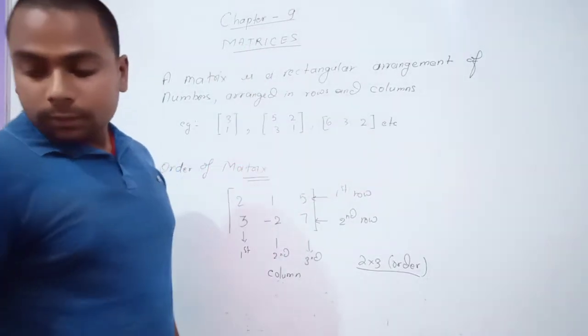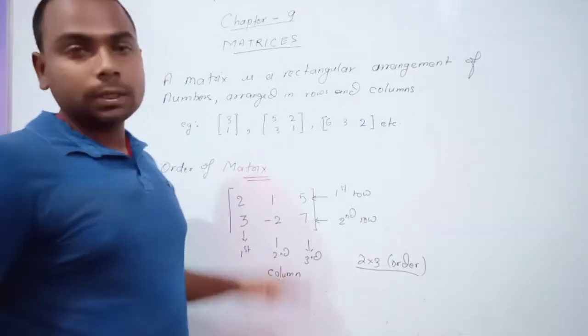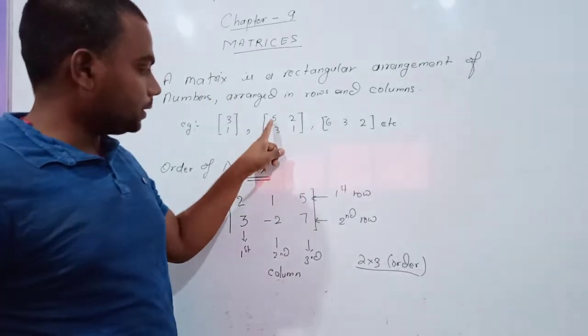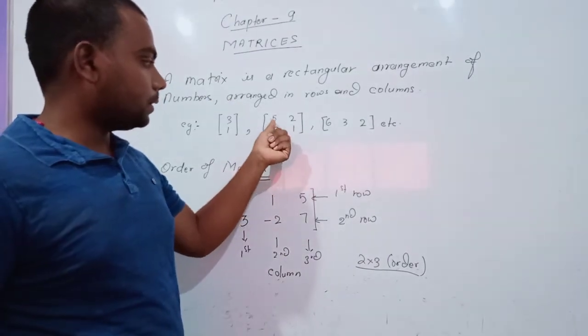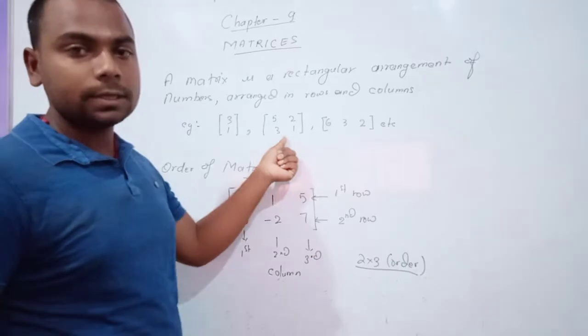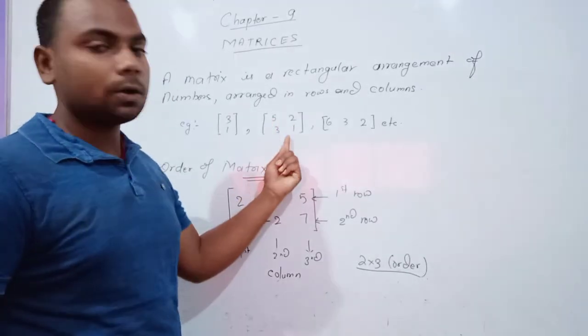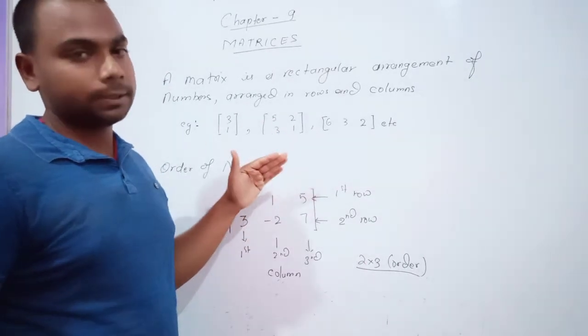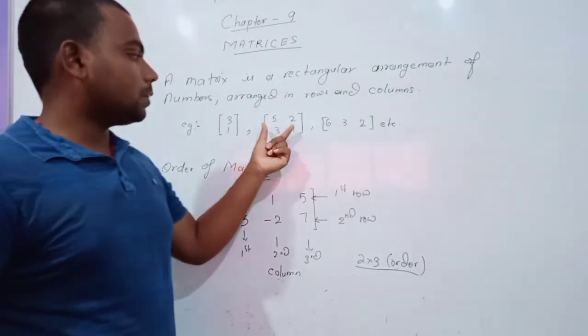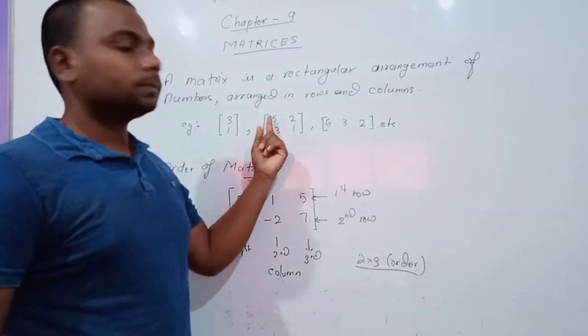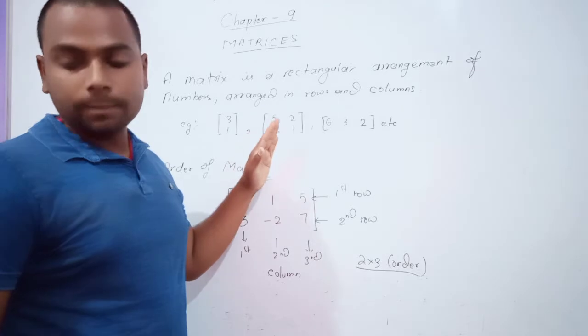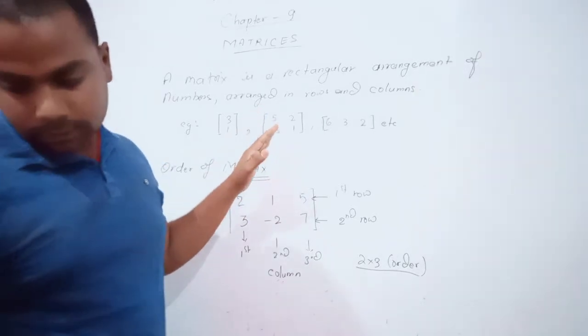Each number you see inside the bracket here, 5 is there, 2 is there, 3 is there, 1 is there. These numbers will be called elements of the matrix. Remember, all these numbers inside the bracket will be called elements of the matrix.